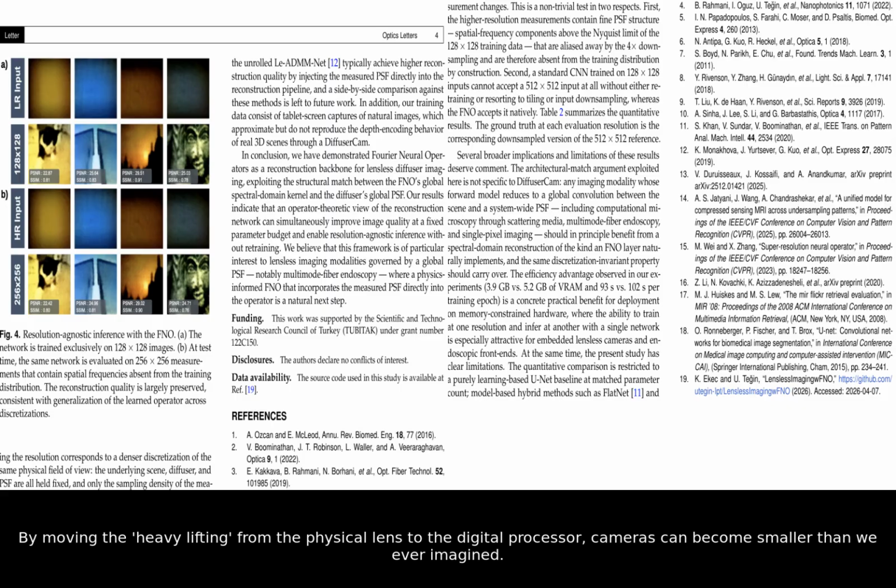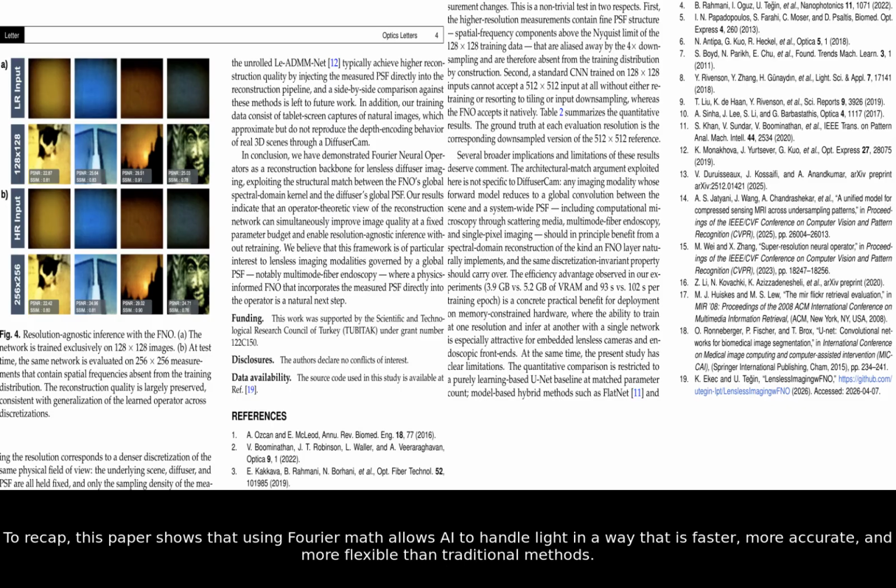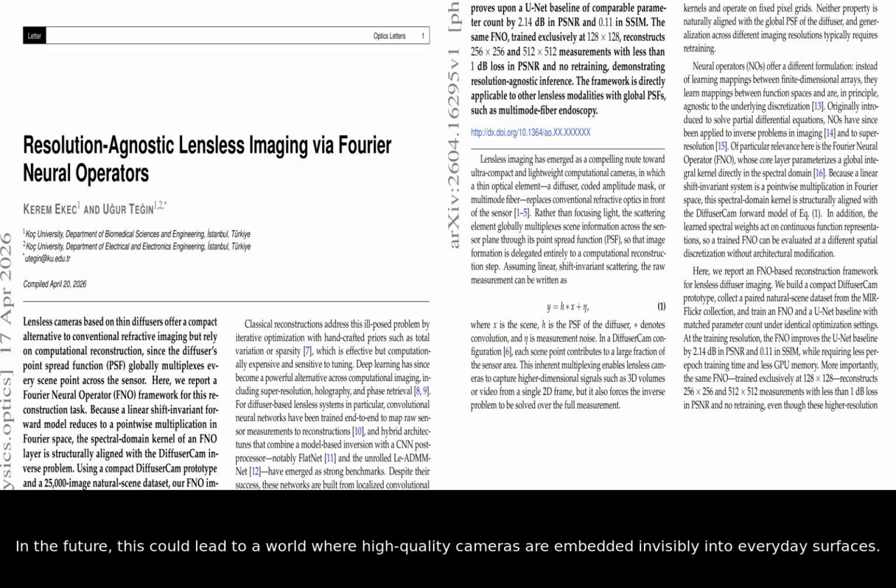To recap, this paper shows that using Fourier math allows AI to handle light in a way that is faster, more accurate, and more flexible than traditional methods. In the future, this could lead to a world where high-quality cameras are embedded invisibly into everyday surfaces. It marks a significant shift from optical engineering to computational reconstruction.